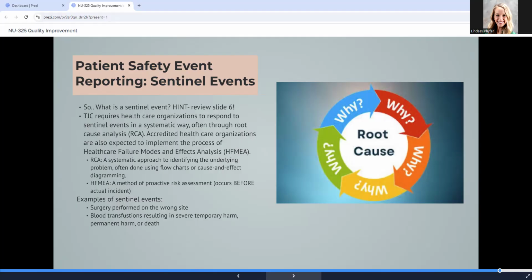Another example of a sentinel event would be a blood transfusion that results in temporary harm, permanent harm, or death. Maybe a patient's type and cross, which is a procedure that confirms that they're getting the right kind of blood based on their blood type, was not done properly, and therefore a sentinel event occurred. So these are events that we do not want happening because they injure our patients, and in certain cases, they can even cause patient death. So it's important that we have these event reporting systems in place so that we hopefully never get to a point of having to report an actual sentinel event.